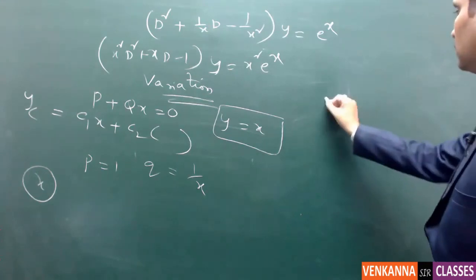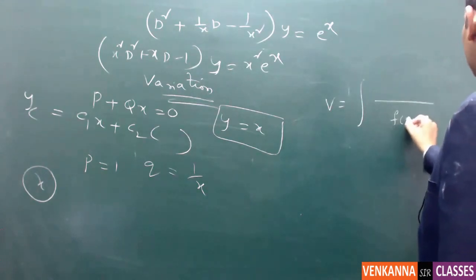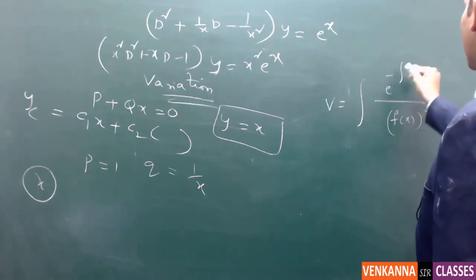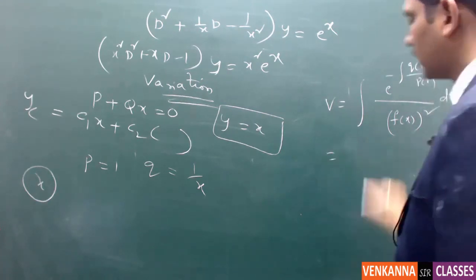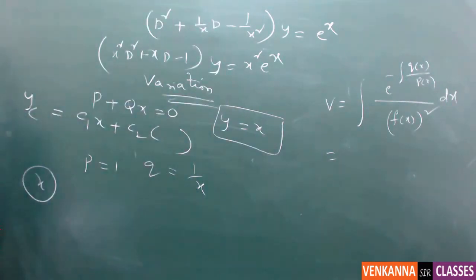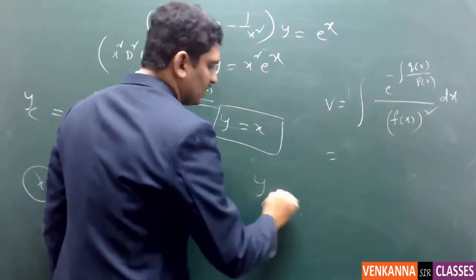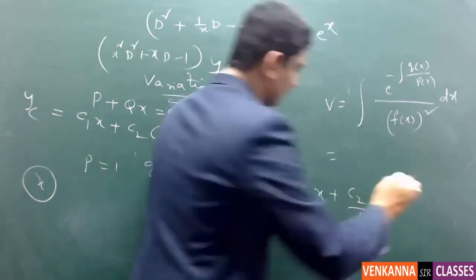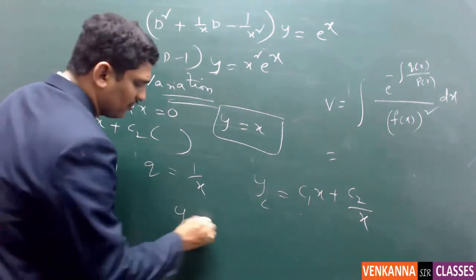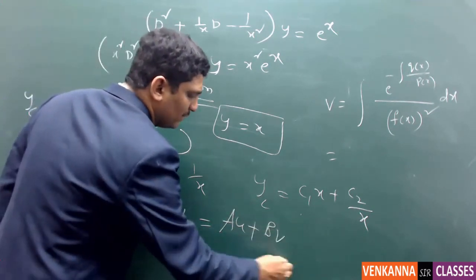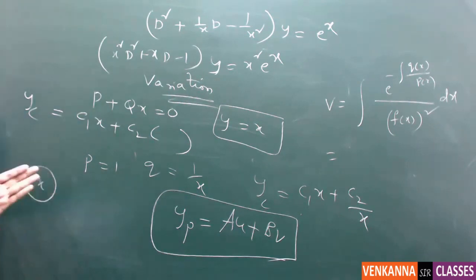So you have v is equal to integral of 1 by f of x whole square e power minus integral p of x dx. Can you evaluate that? We are taking the respective values here. On simplification, you are going to get the yc value as yc is equal to c1x plus c2 by x. So one function is x, another function is 1 by x, and you are going to apply variation of parameters: yp is equal to a into u plus b into v as usual, by writing the values of a and b.